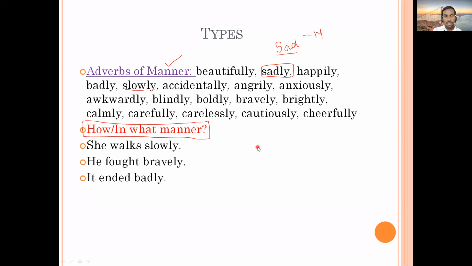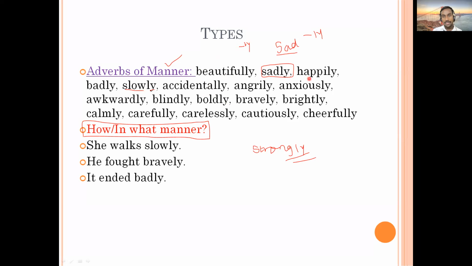For example, I will give you here strong. Strong is an adjective. How can we make its adverb? Strongly. We attached ly, it became strongly. Strongly is adverb of manner. So in the case of adverb of manner, which tells how an action happens, if you attach ly to an adjective, then it will be adverbs of manner.